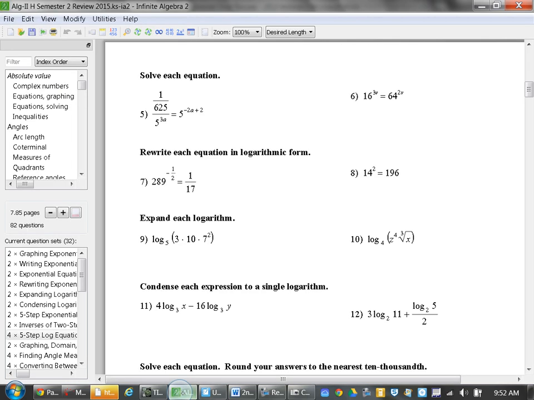Which one? Which number? How much is it? Solve the equation.